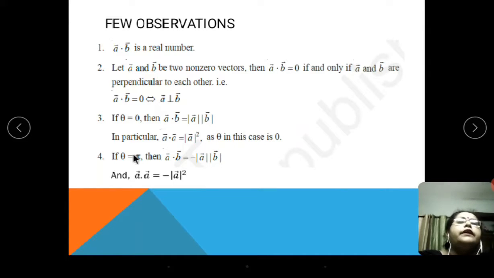Similarly, if theta is pi, 180 degrees, then cos theta is minus 1. So a dot b will be minus mod a mod b, and a dot a in this case will be minus mod a square.